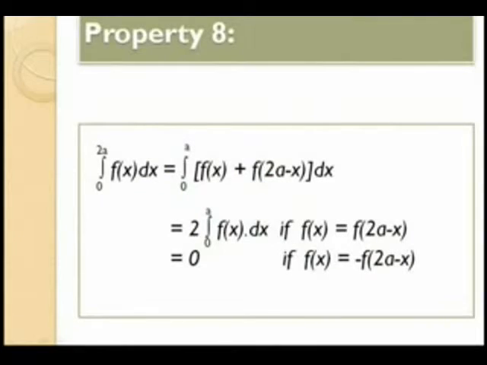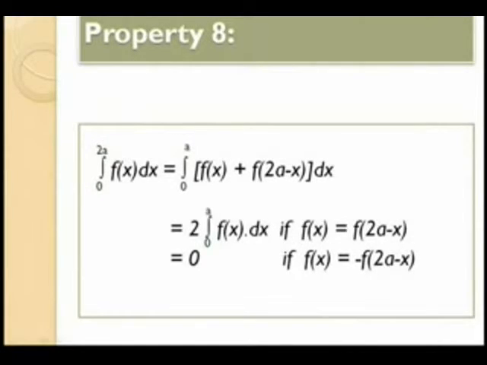Let's look at property number 8. It says that the integral of f(x) dx from 0 to 2a is equal to the integral of f(x) + f(2a - x) dx from 0 to a. Now this is equal to 2 times the integral of f(x) dx from 0 to a if f(x) is equal to f(2a - x), and this is equal to 0 if f(x) is equal to minus f(2a - x).